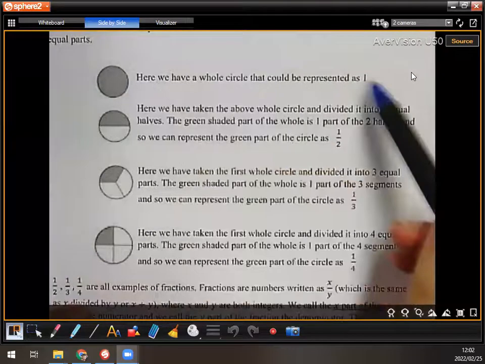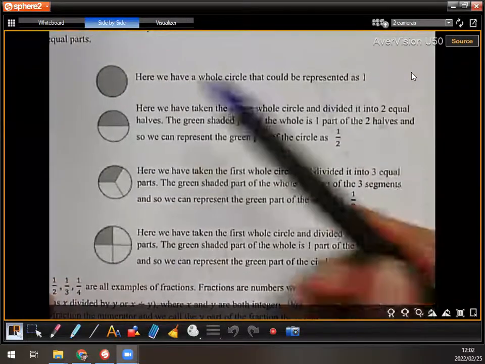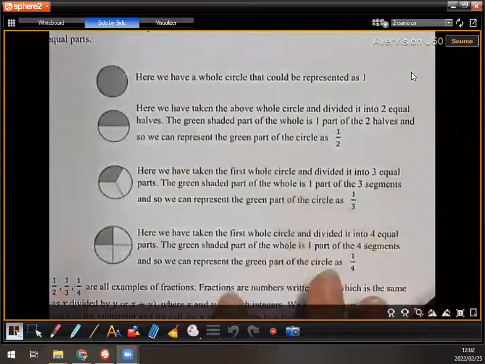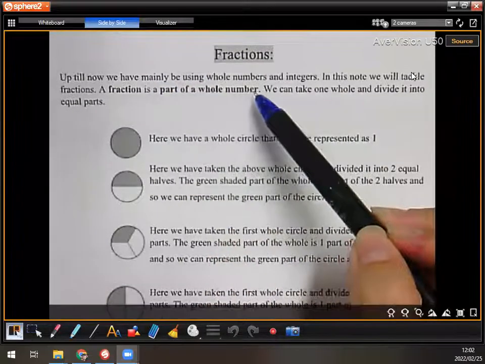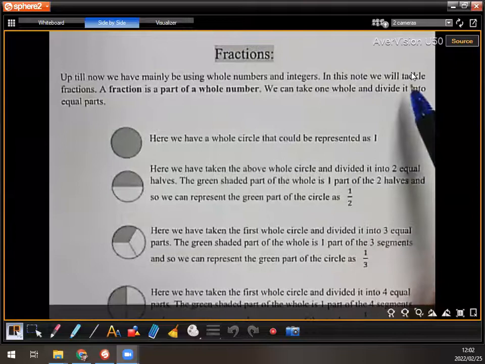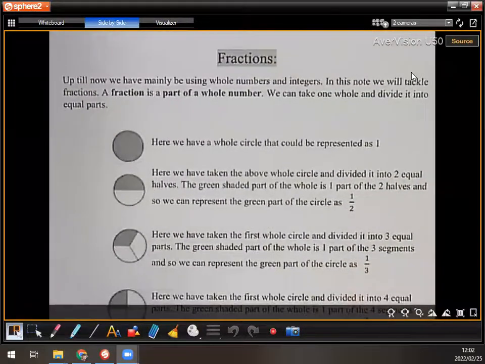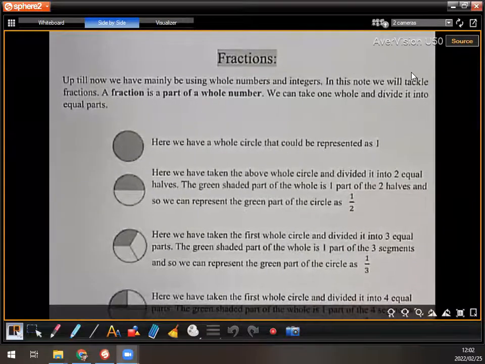They have just taken a circle, the same circle each time, and they have divided it up into parts. Let me read through this top. Up until now, we have mainly been using whole numbers and integers. In this note, we will tackle fractions. A fraction is a part of a whole number, like a half or a third or 2/5 or whatever.